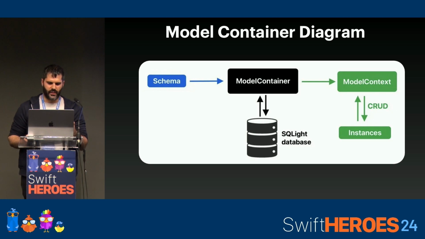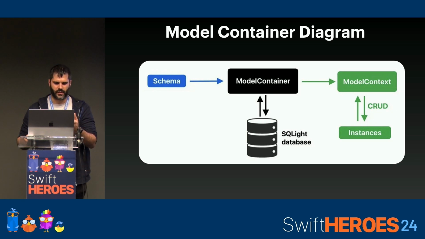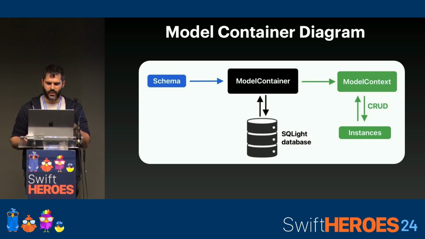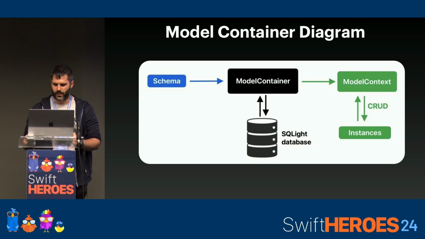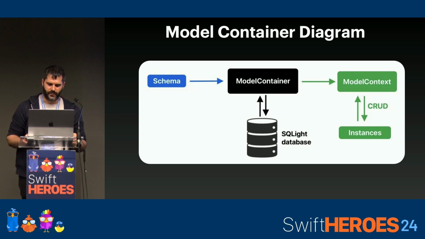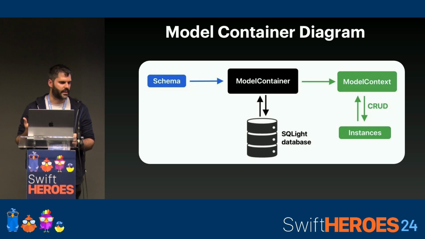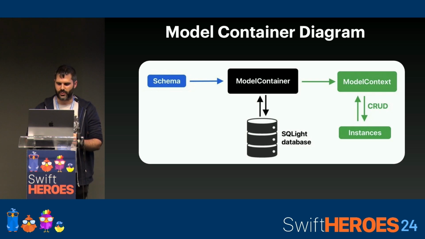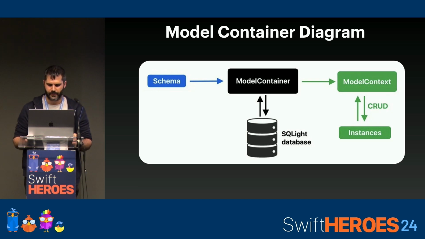And we can save our change with the model context. Last but not least, we have the database. Actually, SwiftData uses a SQLite database, so it's not like Core Data. For example, Core Data has more databases that we can use. Actually, SwiftData uses only SQLite. But we can use both.